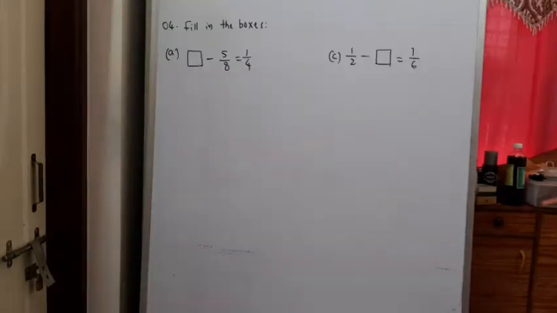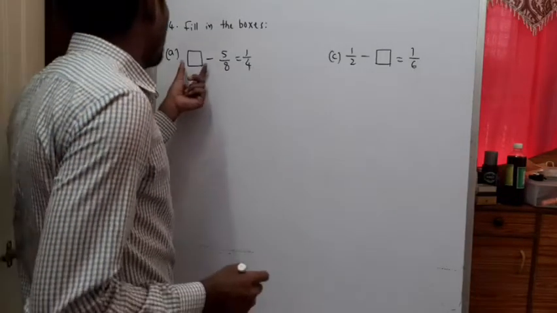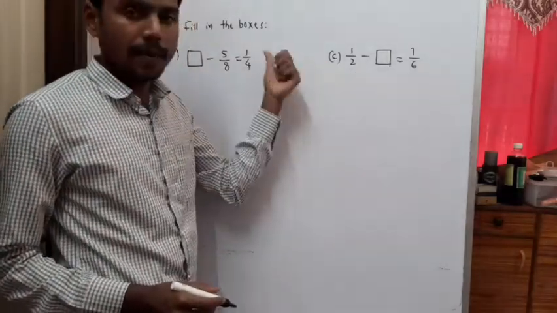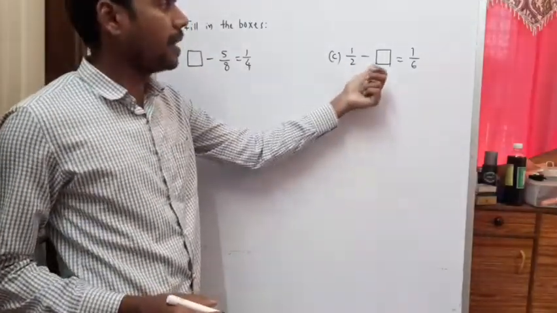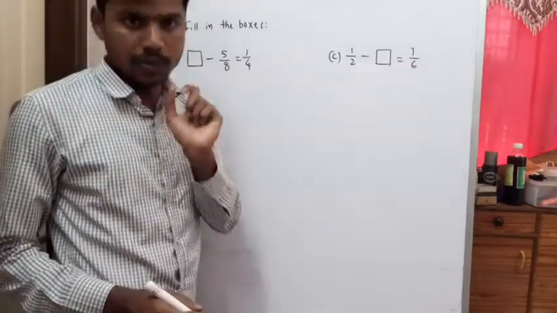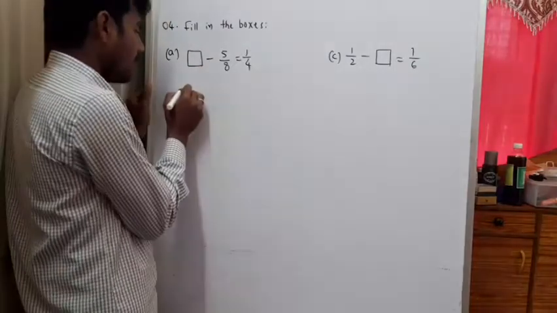Fill in the boxes. So A: box minus 5 by 8 is equal to 1 by 4, and I have taken C. B will be homework. 1 by 2 minus box is equal to 1 by 6. So what should come in the box? I'll keep it as it is.